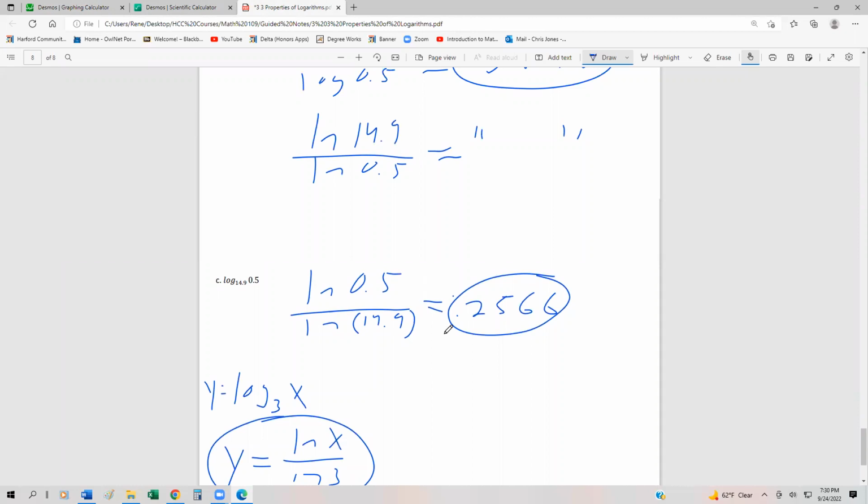In the next video, we're going to start solving equations that involve logarithmic and exponential expressions, and we'll see the techniques needed to solve those.